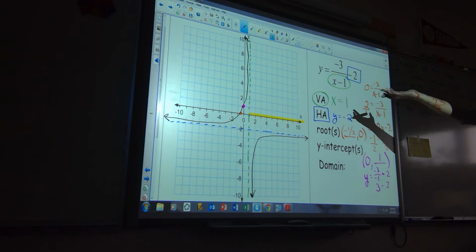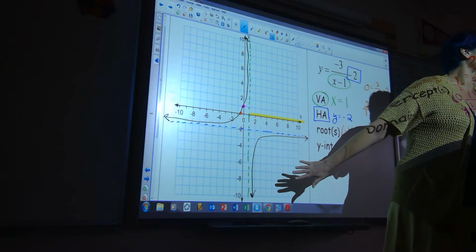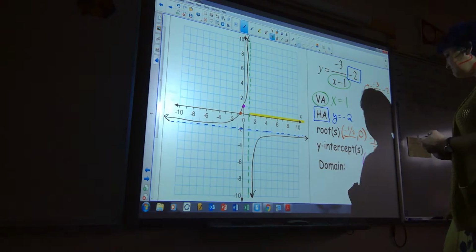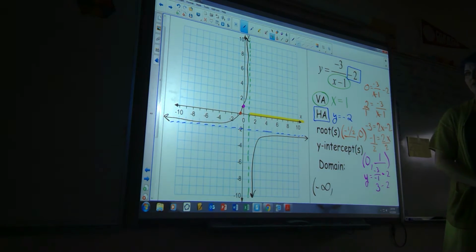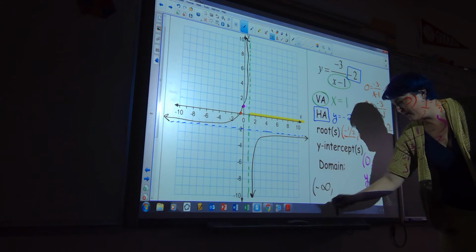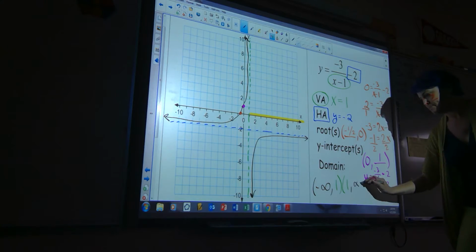So in this particular problem, I would not expect to see a t-table. If I saw a t-table, that'd be totally fine. But I would not necessarily expect it because I think that you could come to a conclusion that that's where the curve was without a t-table. Domain, -infinity up to what? 1. Up to the 1, and then 1 to infinity.